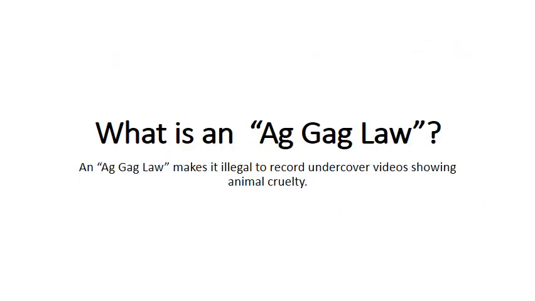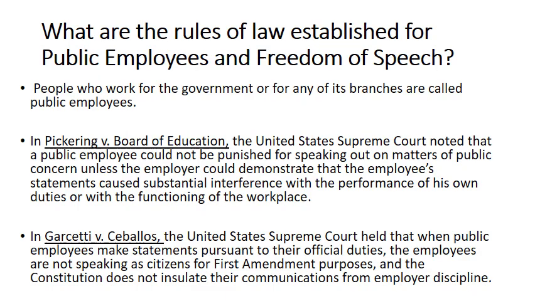What is ag-gag law? It makes it illegal to record undercover videos showing animal cruelty. And what are the rules of law established for public employees and freedom of speech? People who work for the government or for any of its branches are called public employees. In Pickering versus Board of Education, the United States Supreme Court noted that a public employee could not be punished for speaking out on matters of public concern unless the employer could demonstrate that the employee's statements caused substantial interference with the performance of his or her duties or with the functioning of the workplace.